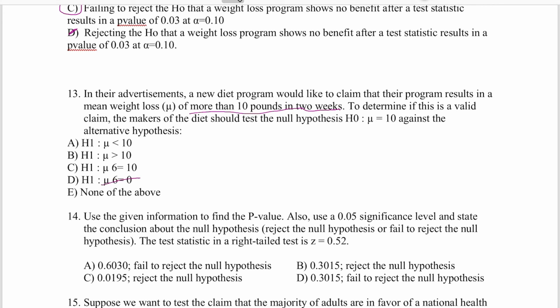Remember, our null and alternative hypotheses have to have the same value, so it can't be 6 in there at all, so C and D are completely out. Mu less than 10, no, because we want to gain more than 10 pounds, so it's going to be B, because mu is greater than 10 pounds, and cross out E. And that is how we look at the difference between null and alternative hypothesis.